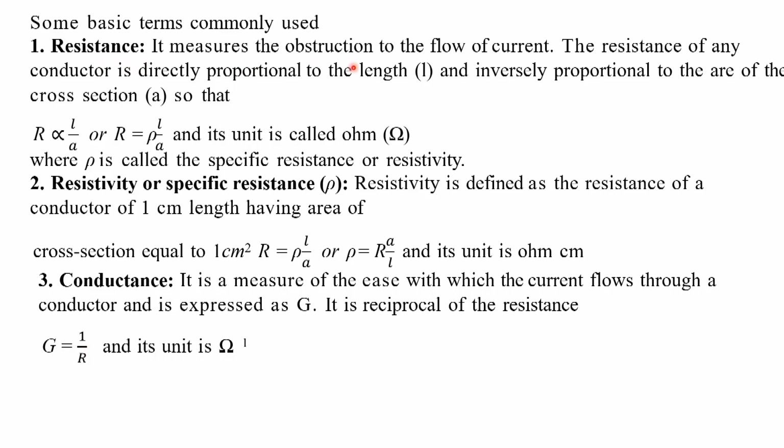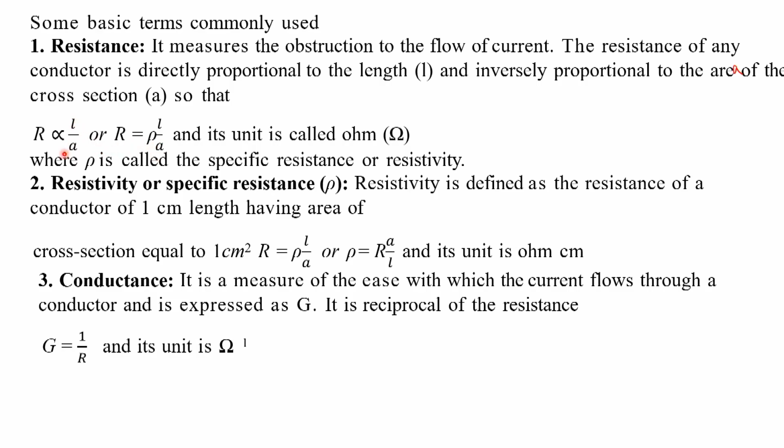Some basic terms commonly used, like resistance. It measures the obstruction to the flow of current. The resistance of any conductor is directly proportional to the length and inversely proportional to the area of cross section A. So, R is proportional to length L, and R is inversely proportional to A, that is, R is proportional to 1 by A. Combining these two, we get R is proportional to L by A.